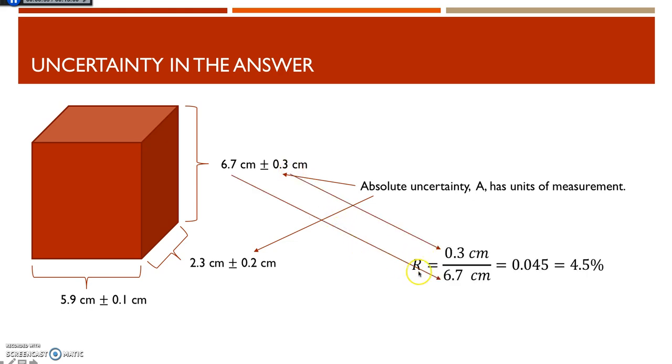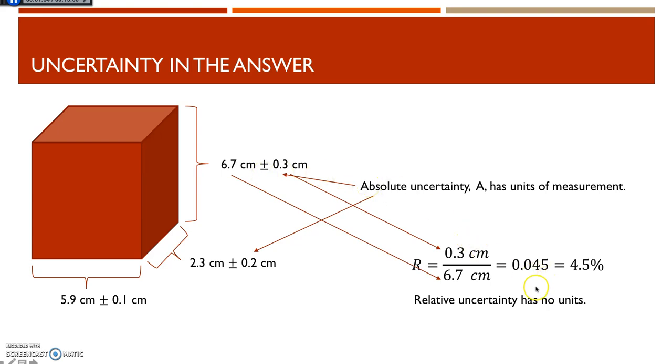We can also define the relative uncertainty, which is the absolute uncertainty over the measurement itself. Okay, so 0.3 is my absolute uncertainty over the height, the actual measurement, and that gives me a fraction, 0.045. If you were to multiply that by 100%, you get 4.5%. So this relative uncertainty tells you that I know that the length of this box or the height of this box is 6.7 centimeters plus or minus 4.5% of that measurement.